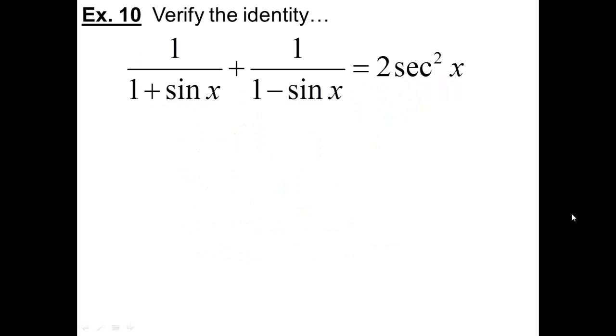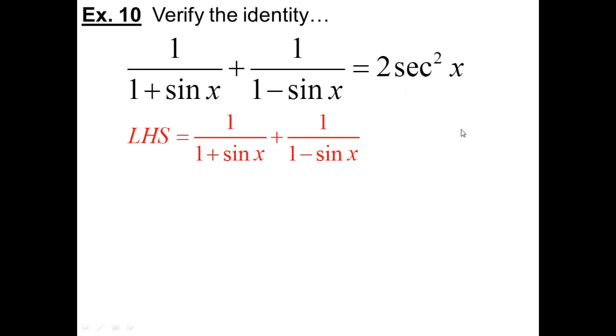All right, once again, we've got two fractions, 1 over 1 plus sine plus 1 over 1 minus sine equal to 2 secant squared. I don't have any fractions or addition over here, so I know I need to take this left-hand side, get a common denominator, and add them together. Remember to get the common denominator, we're just going to multiply straight across on the bottom, 1 plus sine, 1 minus sine, and then we're going to cross multiply on the top.